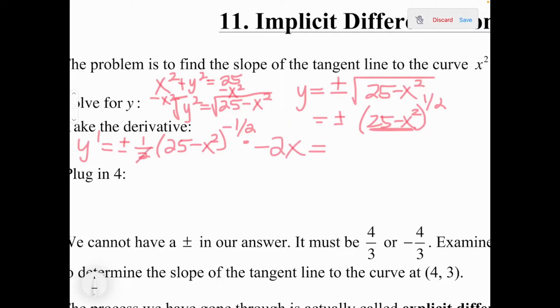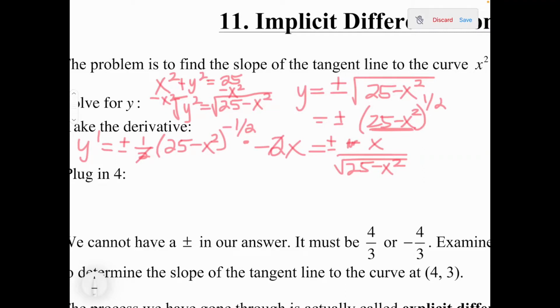Clean that up a little bit. The 2's cancel. We get negative x in the numerator, and in the denominator we get the square root of 25 minus x squared. The negative can be taken up into the plus or minus, so we don't really need the negative there.